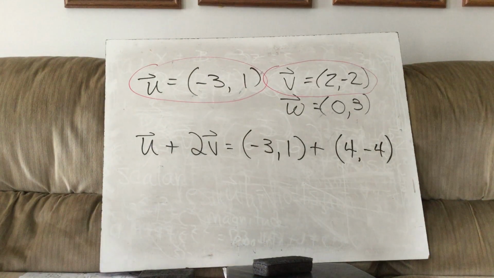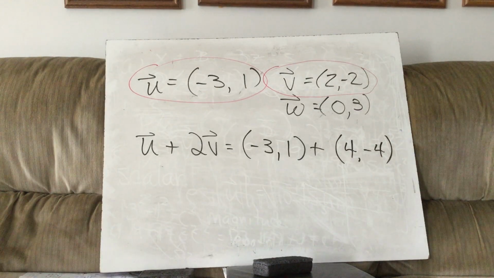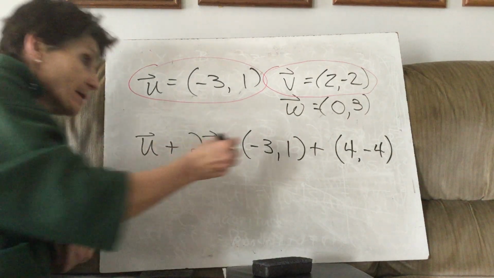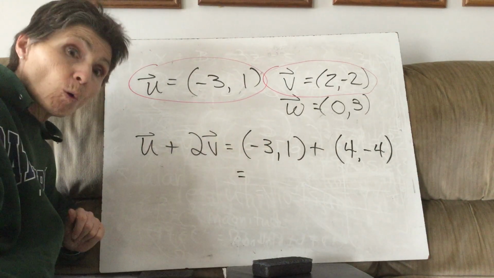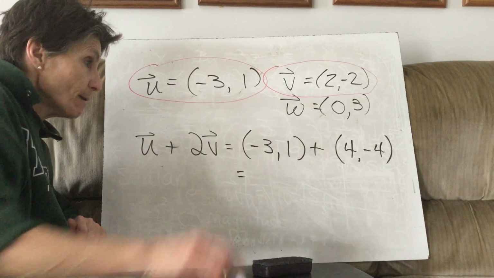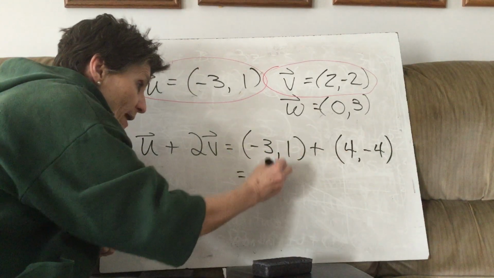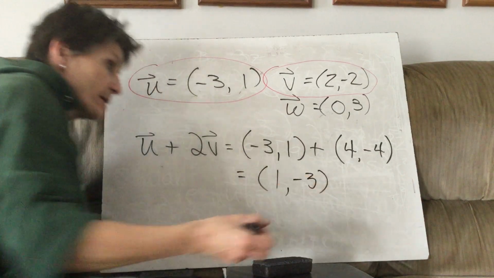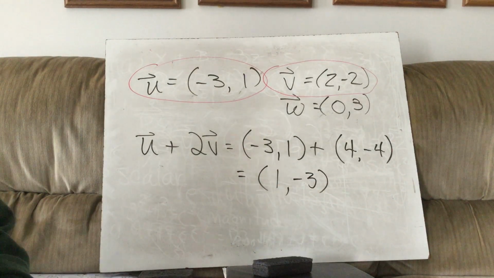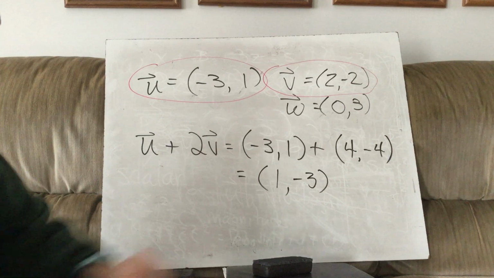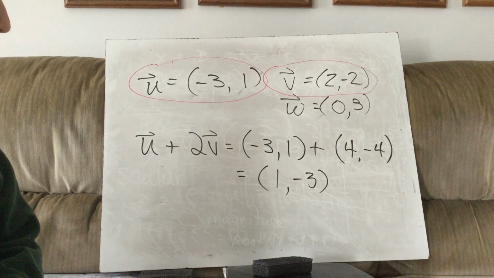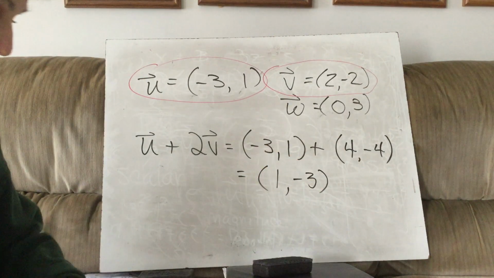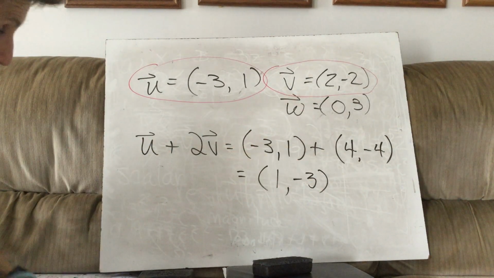Now you're going to add them together. And we just talked about how to do that. We said we're going to add numbers that are in the same spots. We call those corresponding numbers. But we're going to add negative 3 and 4, so that'll be 1. And 1 and negative 4 would be negative 3. So the sum or the resultant of these two vectors is 1, negative 3. We are adding them, just simply flat out adding them. Nothing tricky, just adding.